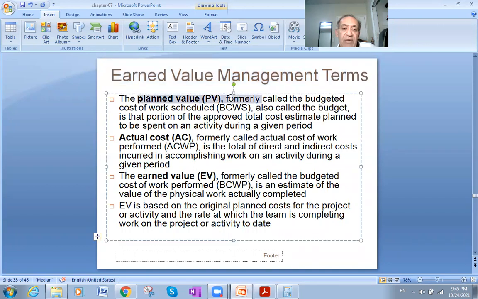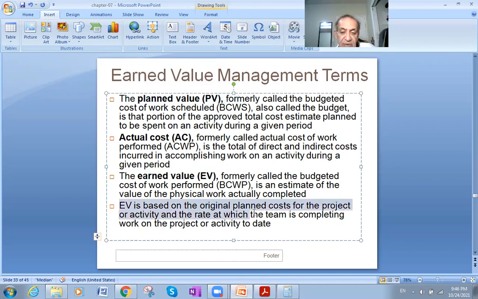The planned value PV, formerly called the budgeted cost of work scheduled BCWS, also called the budget. Now we understand the actual cost. After we have seen this, it became very easy for us to comprehend, because once we've understood the model, it will be easy after this to understand those terms, because we used all those terms while we were working now.